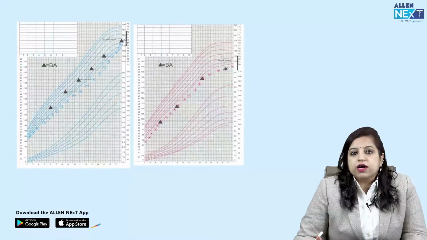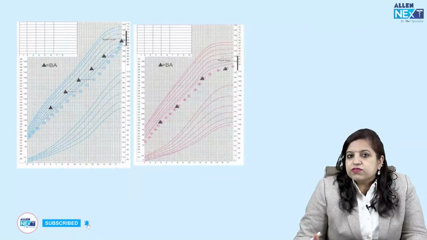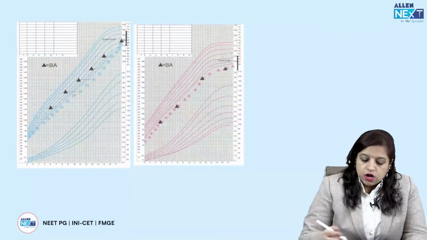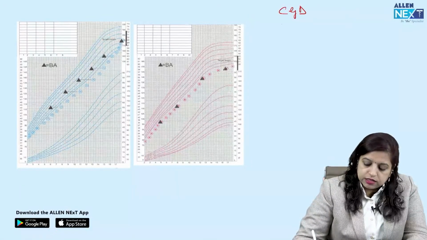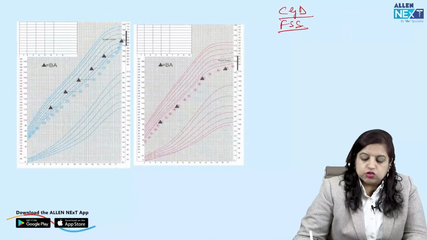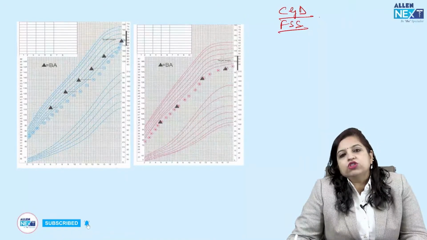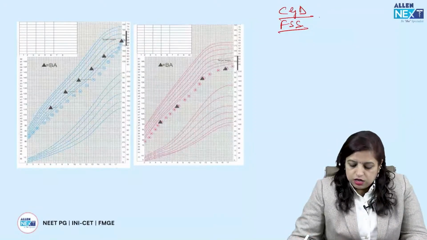one or the other graph, so you should know how to identify which graph is which. So as far as your exam is concerned, please be very updated and thorough about constitutional growth delay, very important, and the other is familial short stature. So please be very careful about these two causes or etiologies of short stature, because this is one of the favorite topics to be asked in your exam.